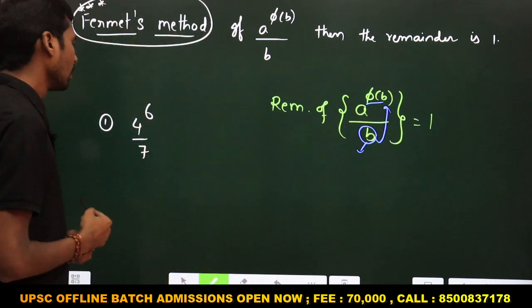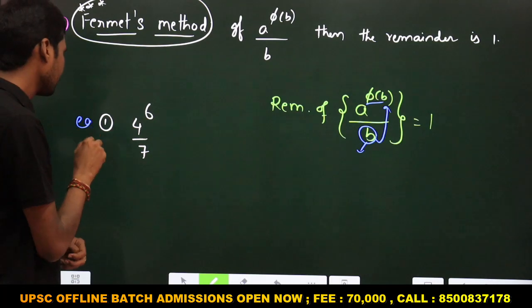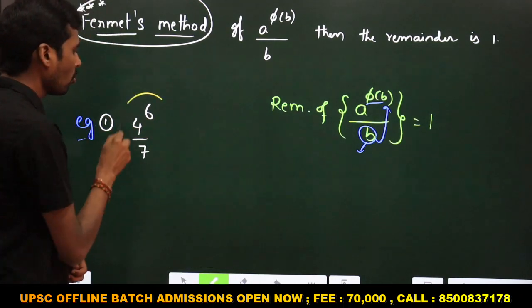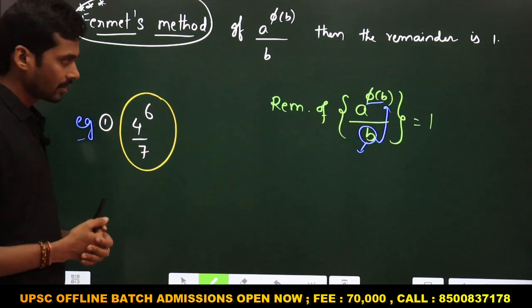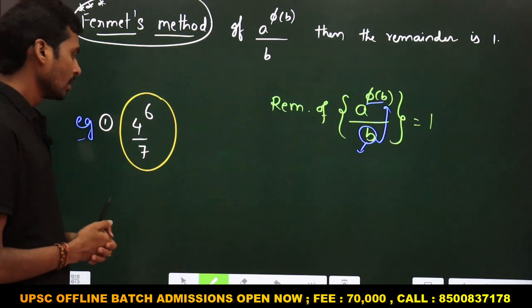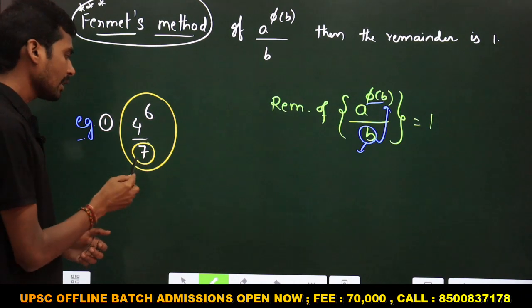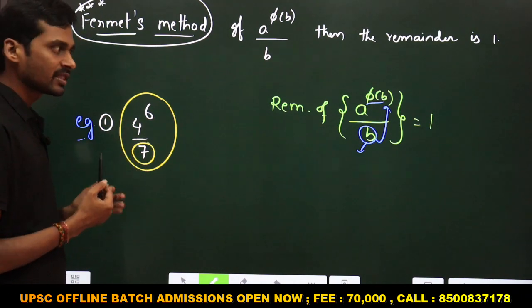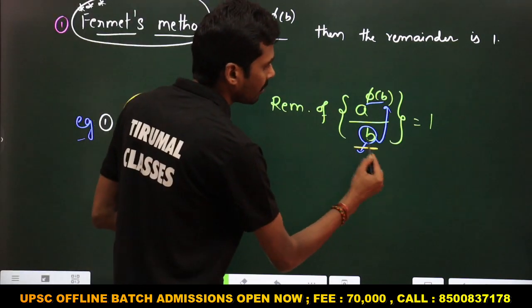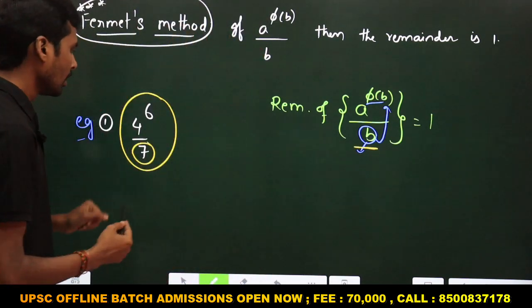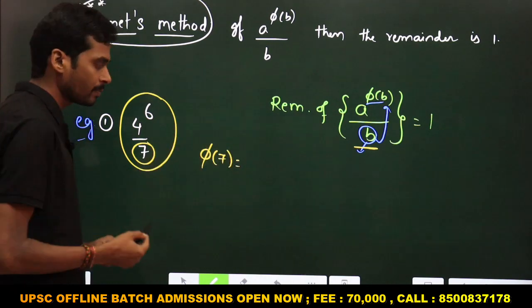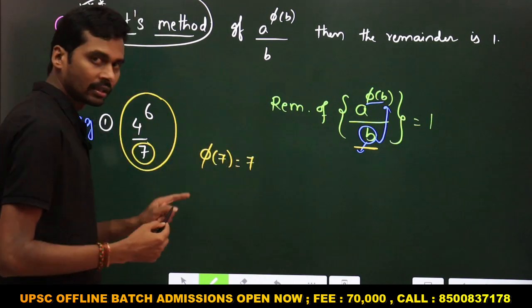See, let's take this example: 4 to the power of 6 divided by 7. So first, immediately find out the number of co-primes to the denominator part, the number 7. So what is phi of 7? You know how to find out phi of 7. So 7 into the given number.